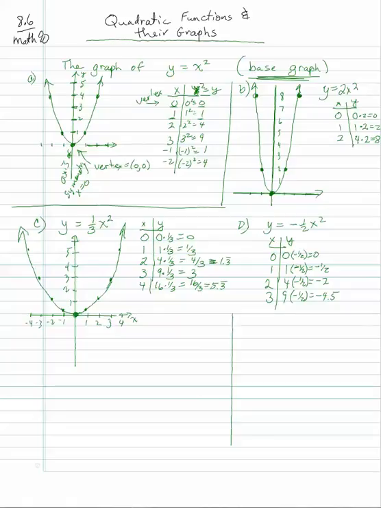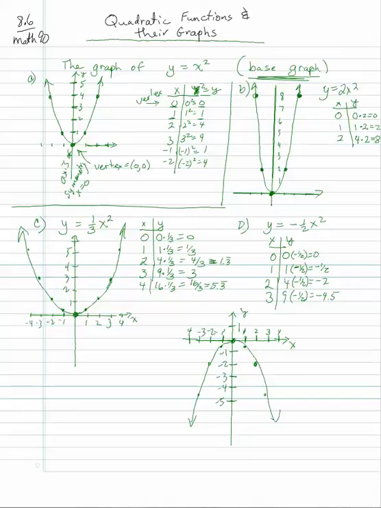So when I graph this one, we've got 0, 0, 1, negative 1/2, mirror image, 2, negative 2, 3, negative 4.5, mirror image, and there we go. And that one's opening down.